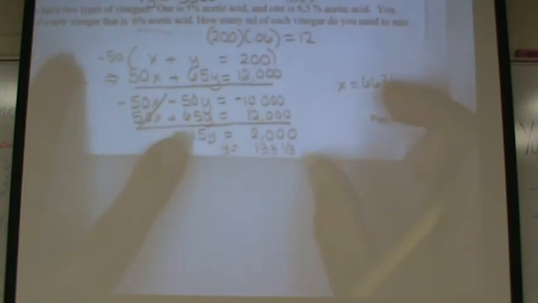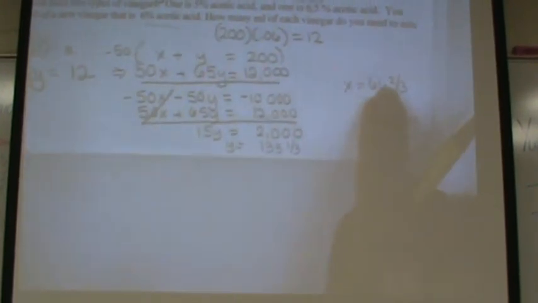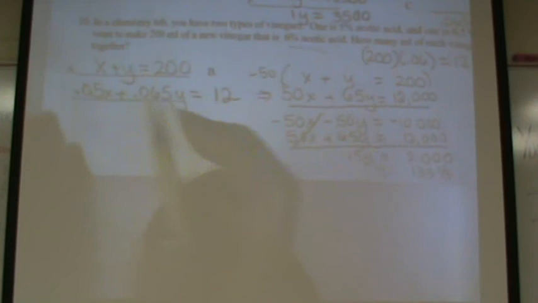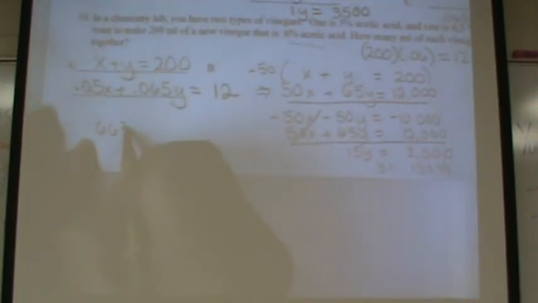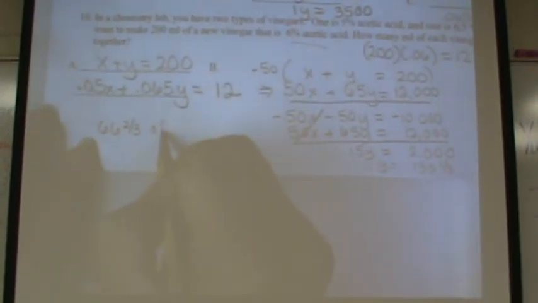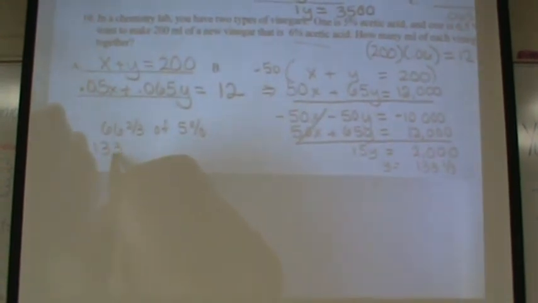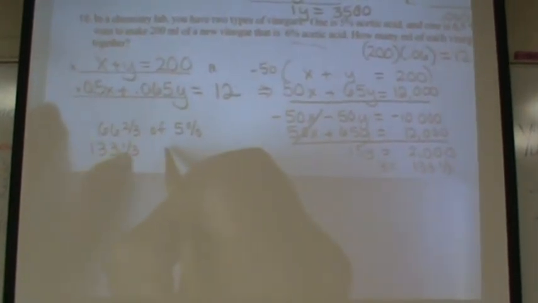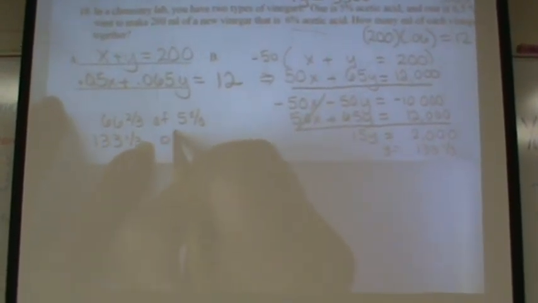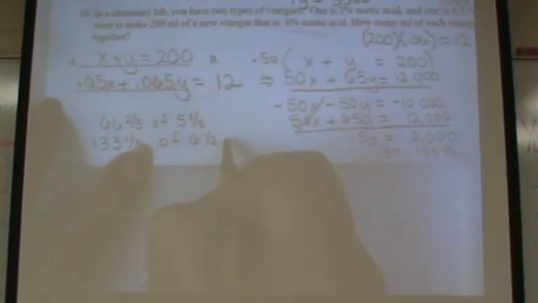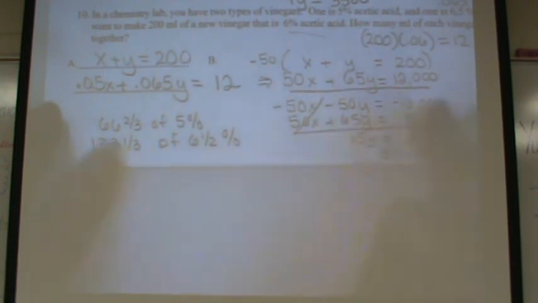So these are the 2 milliliters. The 66 and 2/3 is the 5% solution, and 133 and a third is the 6.5% solution. And that concludes our homework.